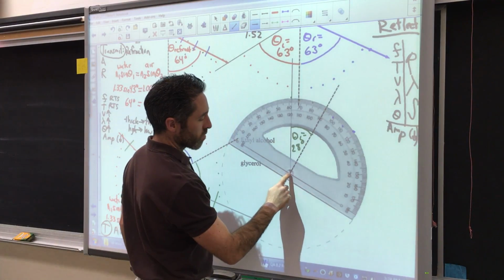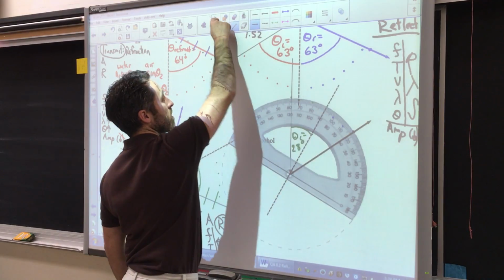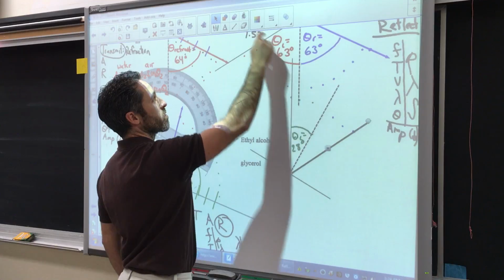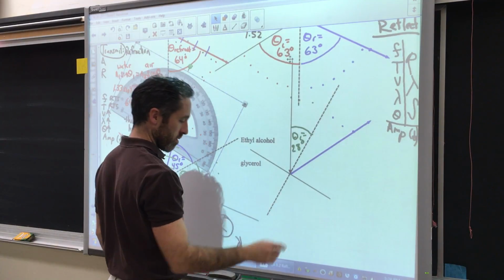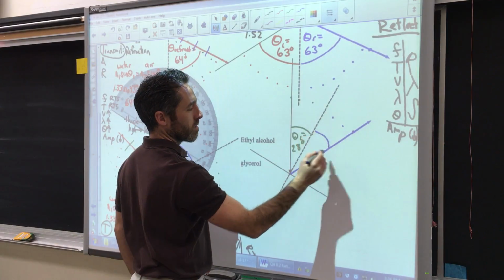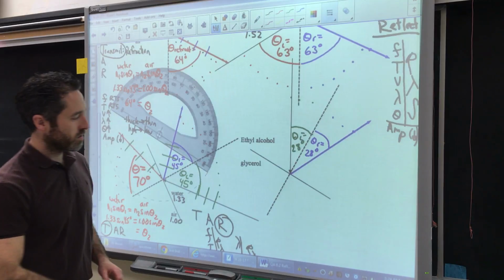And you rotate your protractor, sketch this in. Here's your ray, your reflected ray going off at 28 degrees. Your reflections in blue. So, the angle of reflection, 28 degrees. Okay.